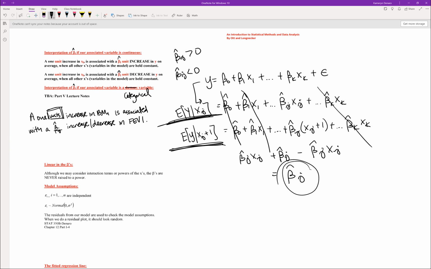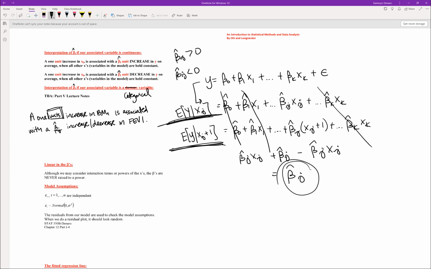Our model assumptions are that our epsilon i's are independent. That means the random error of the first person will not affect the random error of the second person. So your patients couldn't be within the same family. They couldn't be siblings because then their responses might be related. Once you know that someone in their family has lung problems, it might change the probability that someone else would have lung problems. So you want independent subjects.